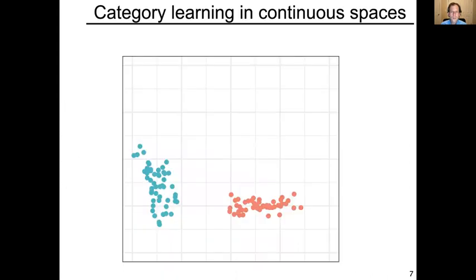Now, this we will distill down to the more general problem of category learning in continuous space, which arises in many problems in machine learning, artificial intelligence, and cognitive science. So this is a much simpler example that you see before you. There is a very good separation between two densely populated regions of the space. And you might think that this will make the learning problem quite trivial.